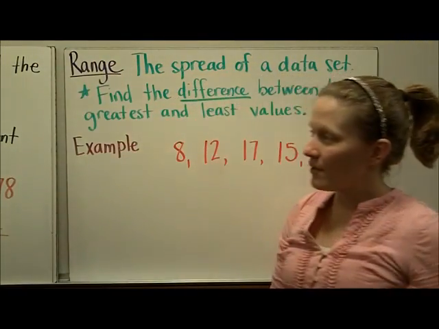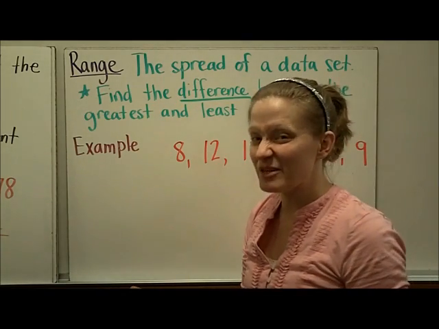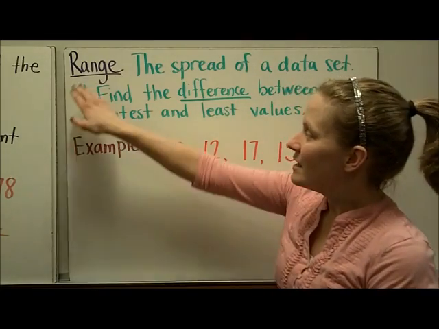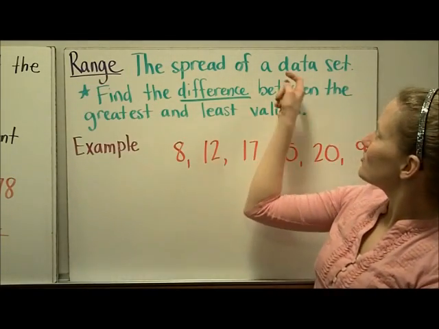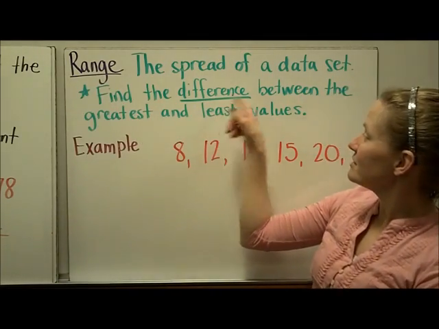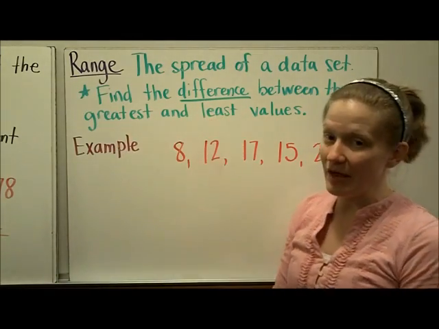One more way to describe data that's not really a measure of center, but falls under the same analysis of data, is the range. The range is the spread of a data set. You will find the range by finding the difference between the greatest and the least values.